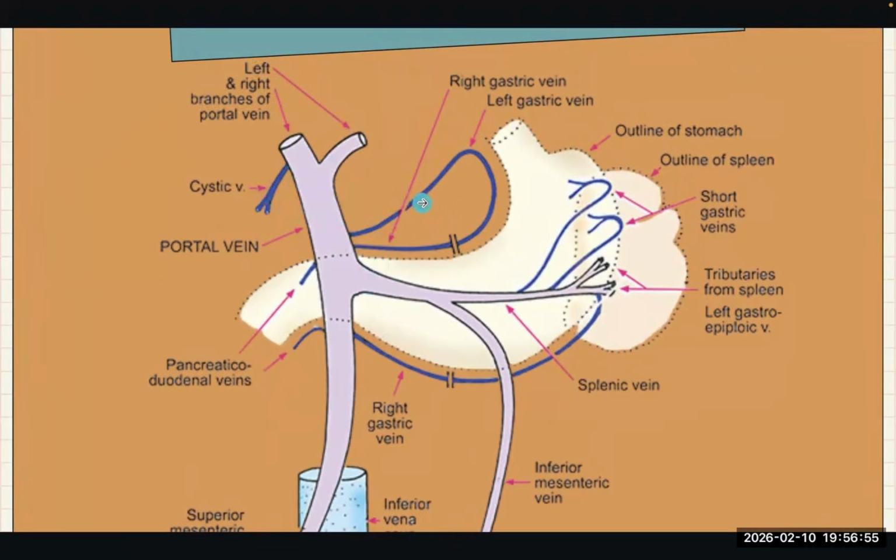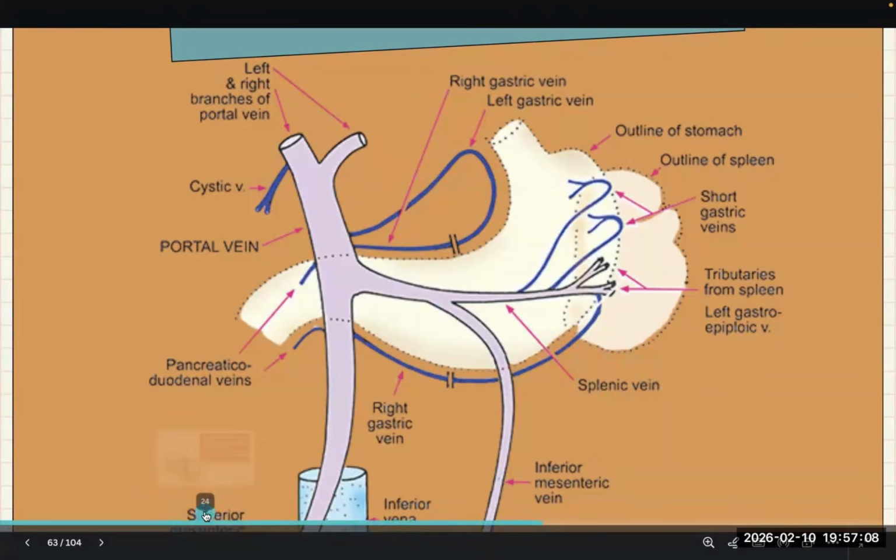So these are known as, do you know what the tributaries are known as? Honestly, I don't remember them coming in any of the exams, but these are known as the normal tributaries, while the splenic vein and the superior mesenteric vein are known as the formative tributaries.